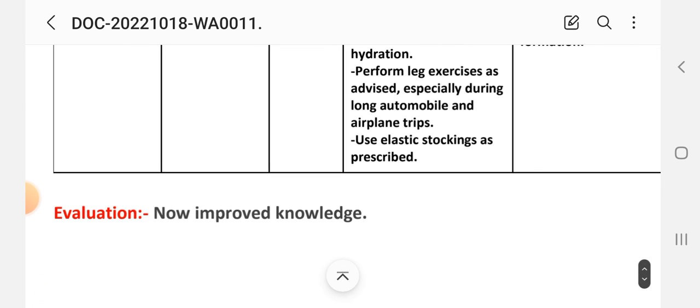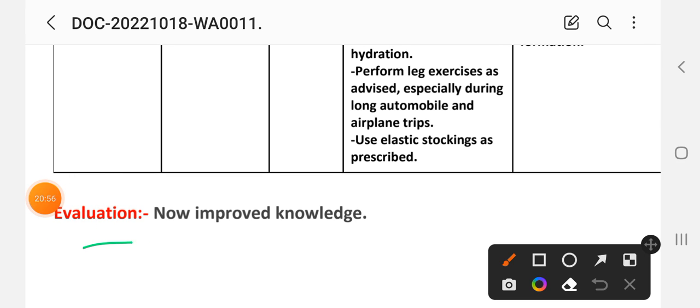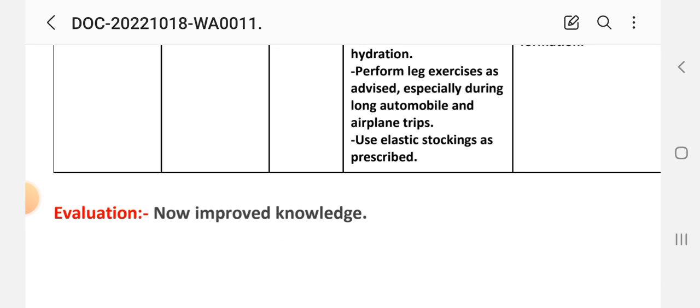After providing these interventions, we write here the evaluation steps. Now, your evaluation is: improved knowledge level. So friends, this was the nursing care plan and diagnosis for a pulmonary embolism patient.